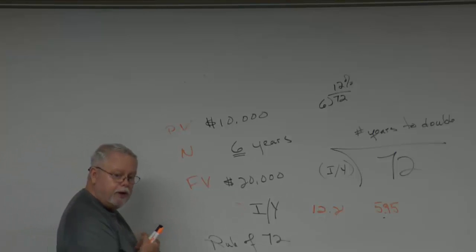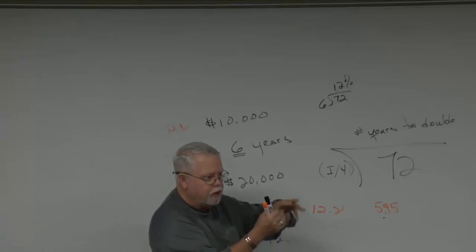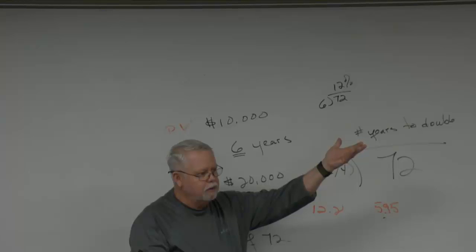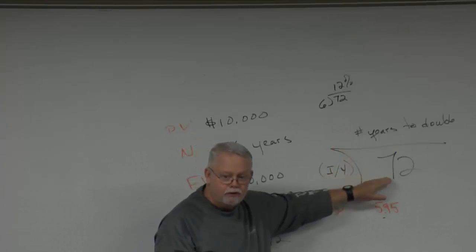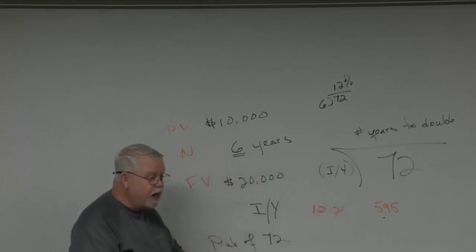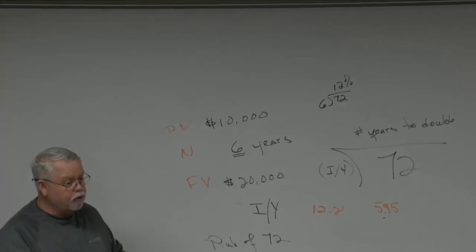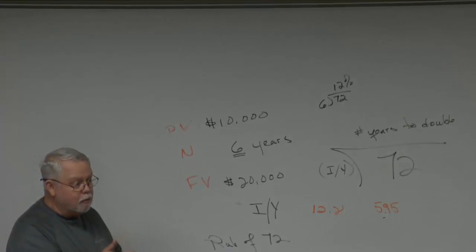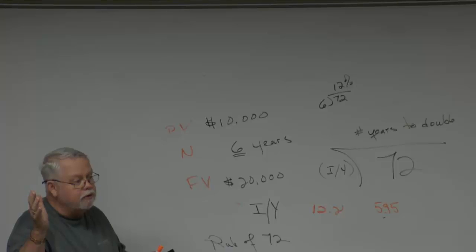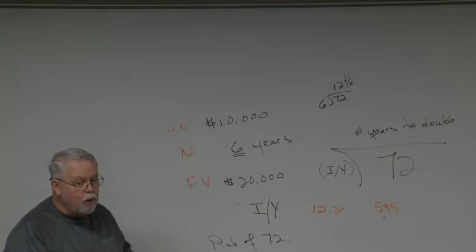If, for example, inflation was at 8%, prices are going up 8% every year, how long will it take for prices to double? 8 into 72, it'll take 9 years. In 9 years, prices will double. In 1979, the rate of inflation in this country was 12%. At that rate, prices would double every 6 years. Think about that. What if your rent doubled every 6 years? What if your mortgage payment doubled every 6 years? Because wages weren't going up that fast.